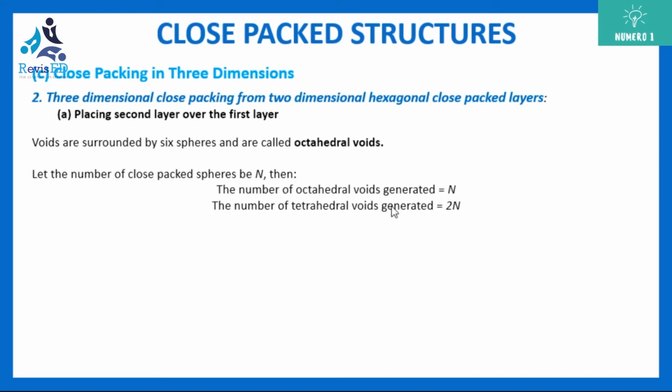And the number of tetrahedral voids which are generated are double the number. Please remember that if the number of closed packed spheres is n, then the number of octahedral voids will be equal to the number of closed packed spheres, and the number of tetrahedral voids will be double of it. Okay, so this will help you for solving numericals. Let's go ahead.